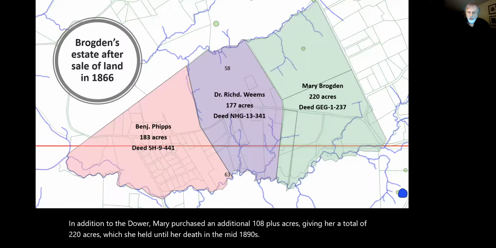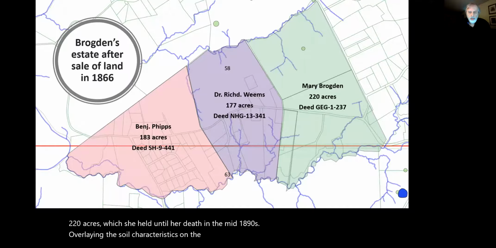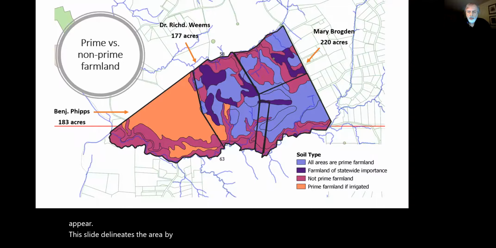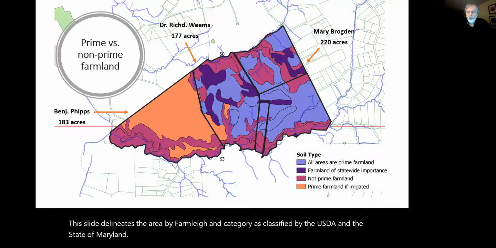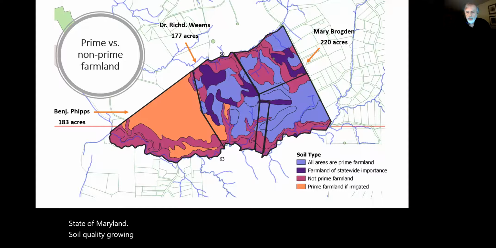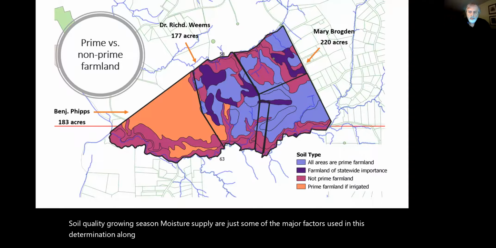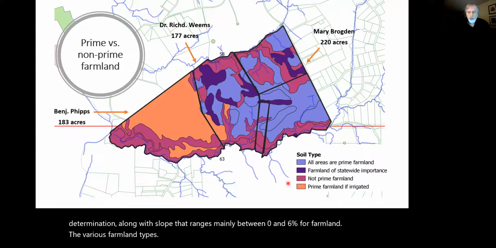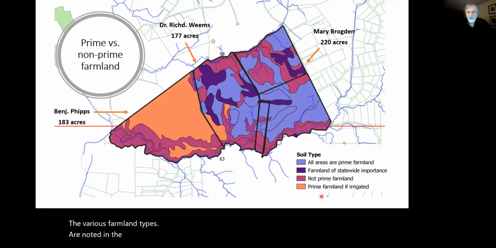Overlaying the soil characteristics on the plat, we start to see some interesting things appear. This slide delineates the area by farmland category as classified by the USDA and the state of Maryland. Soil quality, growing season, moisture supply are just some of the major factors used in this determination, along with slope that ranges mainly between 0 and 6% for farmland. The various farmland types are noted in the keys shown in the lower right here.